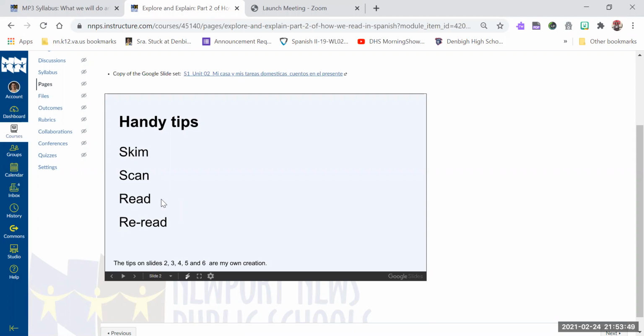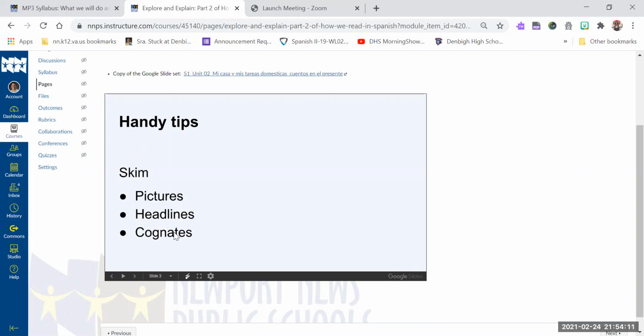So some handy tips. Skim, scan, read, reread. Miss Stuck, I am not reading something 4 times. You're not actually reading it in depth. This is not an SOL class. We're just learning how to read, just like when you were a child and you heard a certain picture book over and over again. So skim, scan, read, and reread.